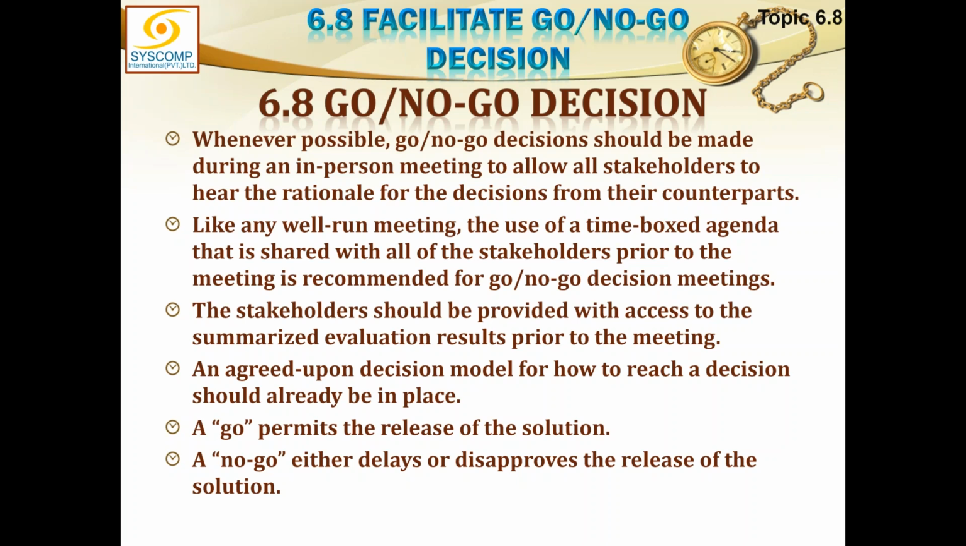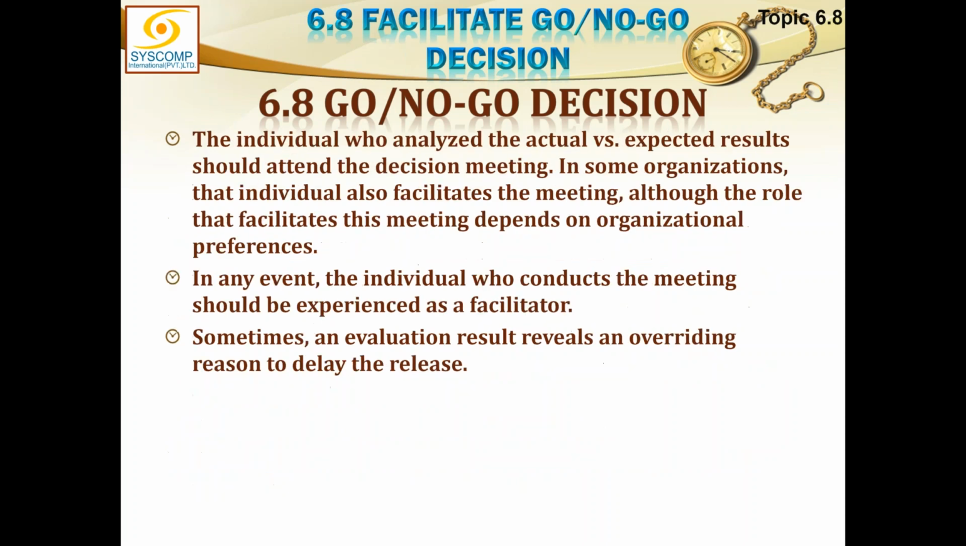A go permits the release of the solution. A no-go either delays or disapproves the release of the solution. The individual who analyzed the actual versus expected result should attend the decision-making meeting. In some organizations, that individual also facilitates the meeting, although the role that facilitates this meeting depends on organizational preferences. In any event, the individual who conducts the meeting should be experienced as a facilitator.